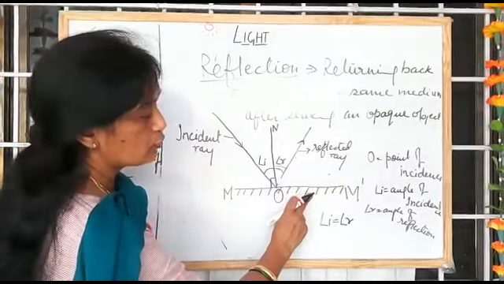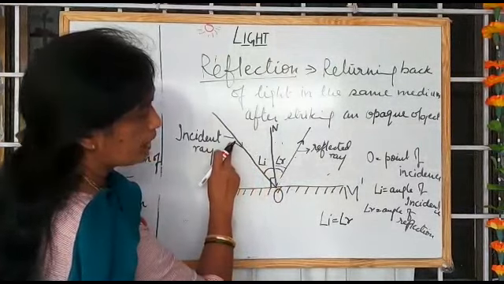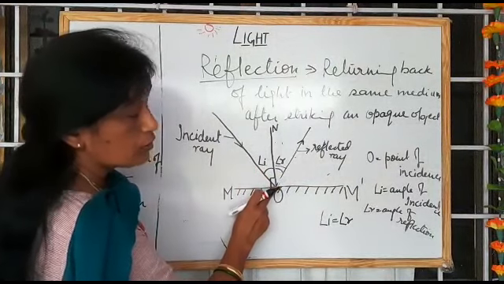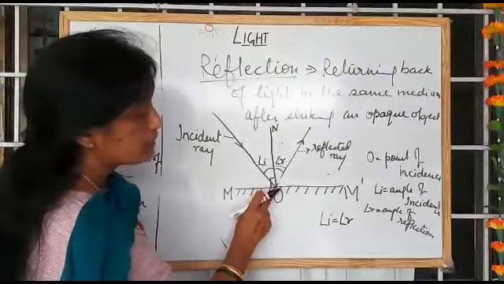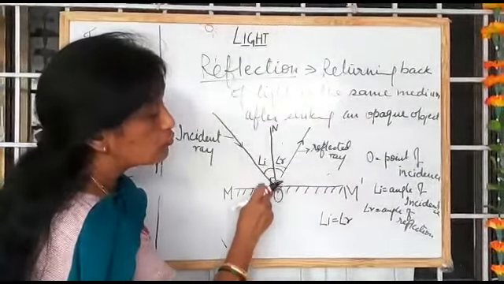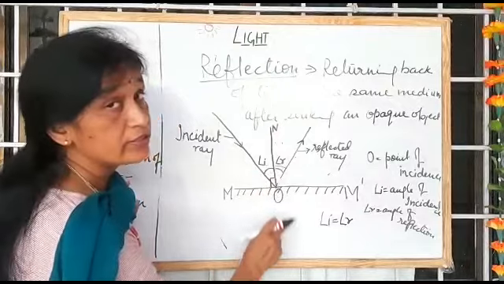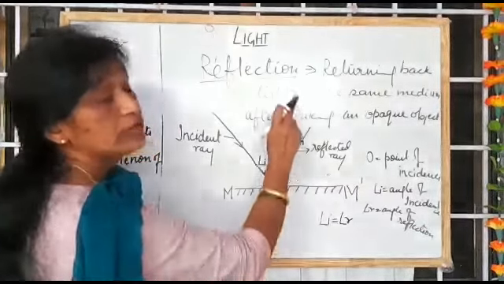It doesn't allow light to pass through it. So if I make a light fall on this surface, the point at which it falls is the point of incidence. Then from that point of incidence, as it cannot move in this direction, as it cannot enter that object, it has to return back.